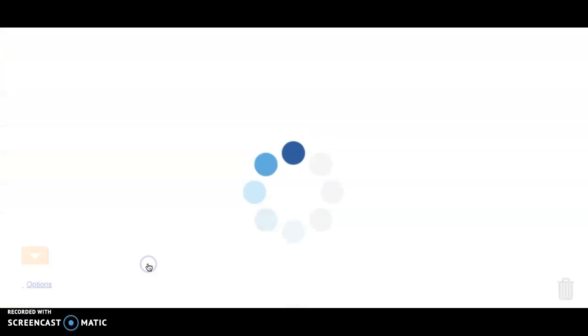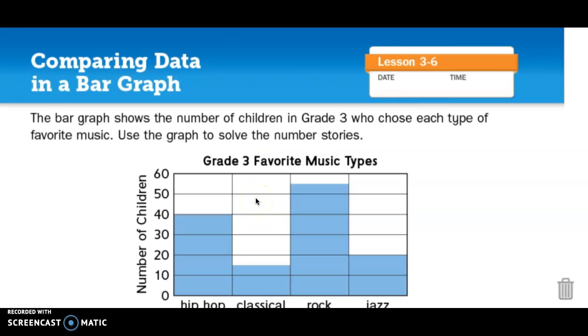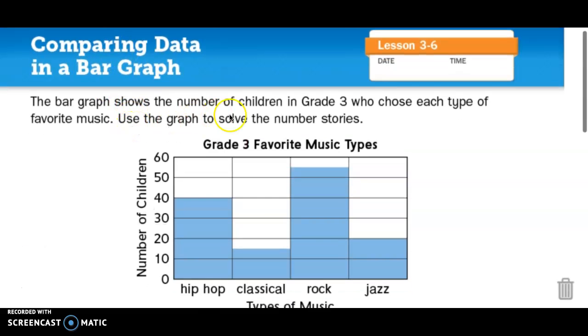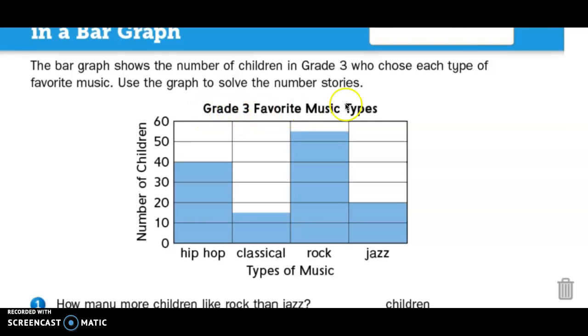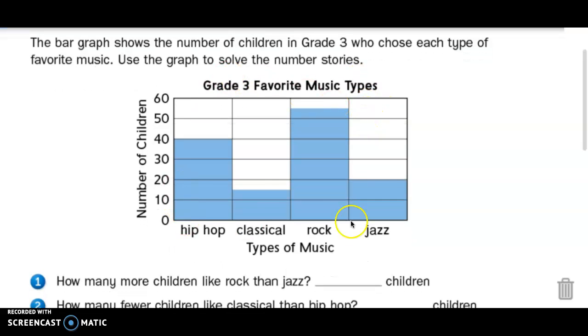Finish this page, and then we actually have 2 math journal pages today. This one's comparing data in a bar graph. The bar graph shows the number of children in grade 3 who choose each type of favorite music. Use the graph to solve the number stories. Grade 3, favorite music types. When we look at this, remember we have to check our scale on the side. What is it counting up by? We can't assume it's counting up by 1. I see 10, 20, 30, 40, 50, 60 at each line. So what are we counting up by?